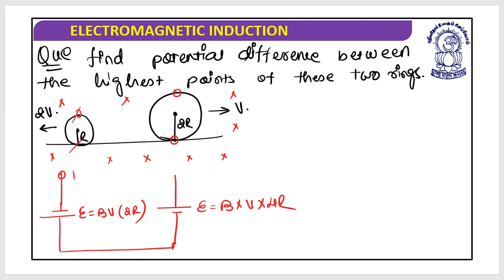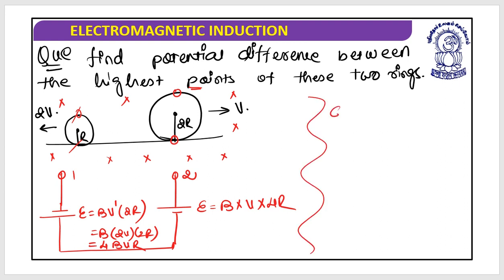Let's connect this because they have been connected. So this is the first point, this is the second point. I am looking for the potential difference between these two points. As these two are connected in series, but this is moving with 2v, so this is v dash. This is B into 2v into 2r, this will be 4BVr.